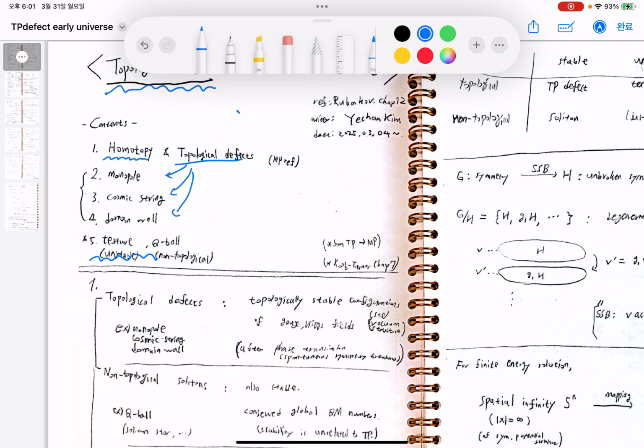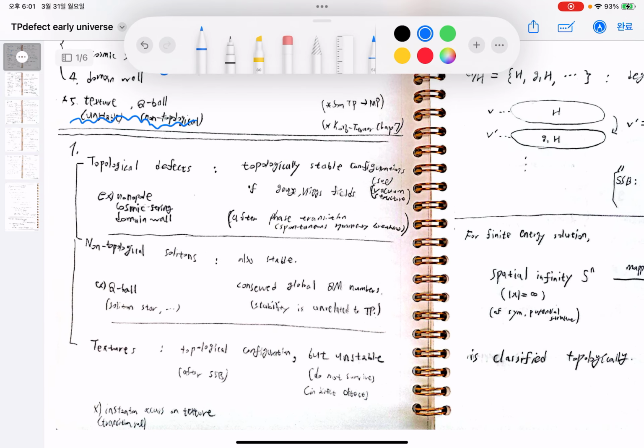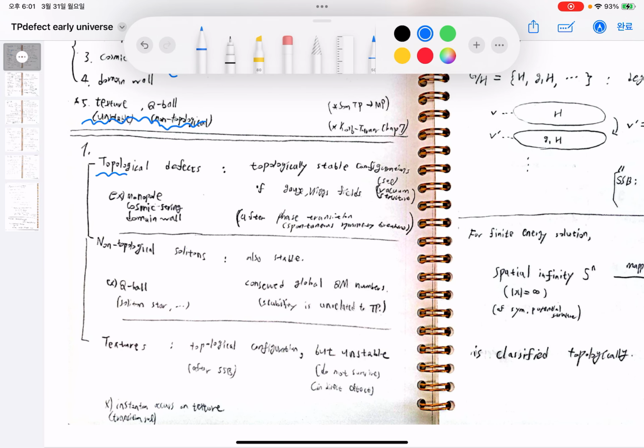the other objects. First of all, topological defects are solutions which have a topologically stable configuration of the given gauge Higgs field, and such topological defects appear after the spontaneous symmetry breaking. And there are some similar objects, but for the non-topological solution. Even though this is non-topological, it is stable. There is some conserved global quantum number, and this gives us stability.